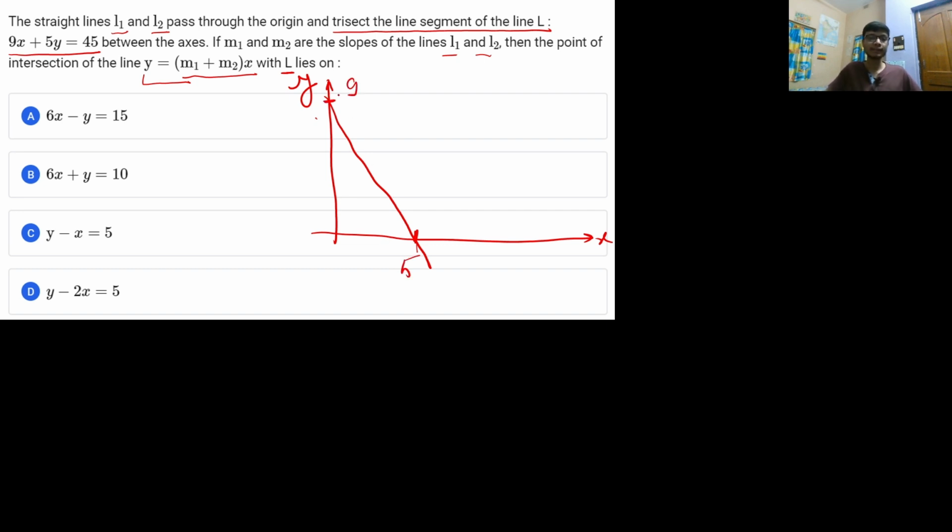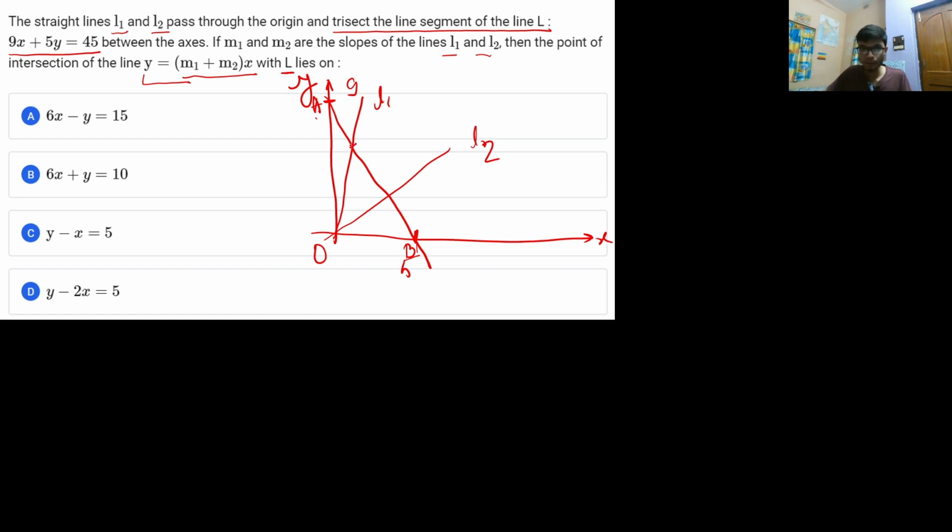Okay, so it is saying that there is a line which passes like this. In the first coordinate, the lines L1 and L2 basically trisect. So if lines L1 and L2 pass through the origin and they trisect, that means they divide this particular line segment, let me call it A and B, so this is line segment AB, into three equal parts.